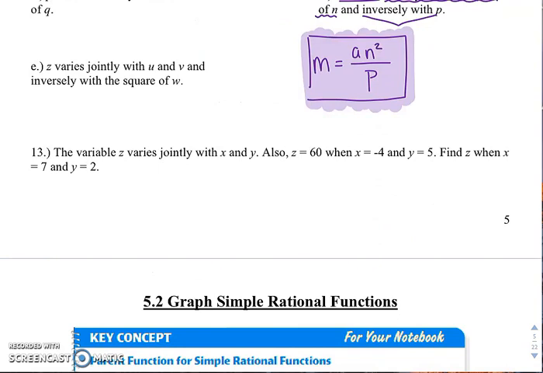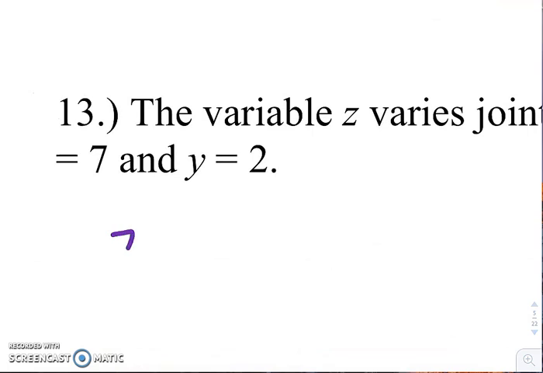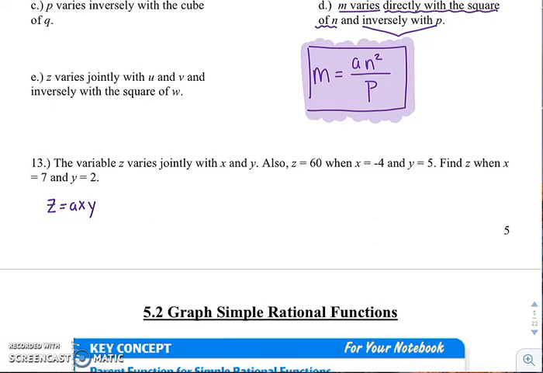And number 13 asks you guys to write an equation. I'm just going to get it set up for you. It says the variable z varies jointly with x and y. So we're going to be using the same equation that we used up above. So you're going to use this part first to find a. Once you find a, use that a value to secondly find z again when x and y have changed then. So go ahead and try and finish that page.